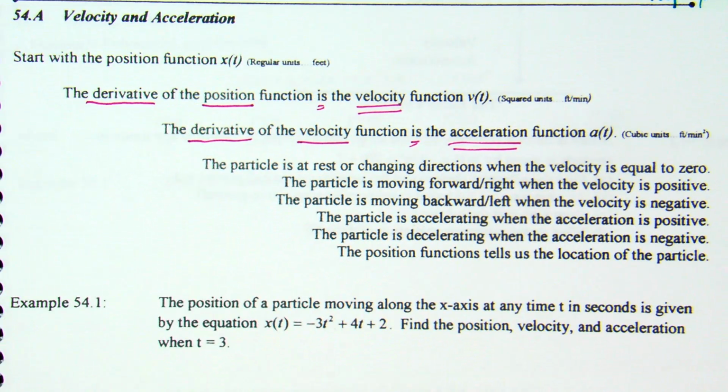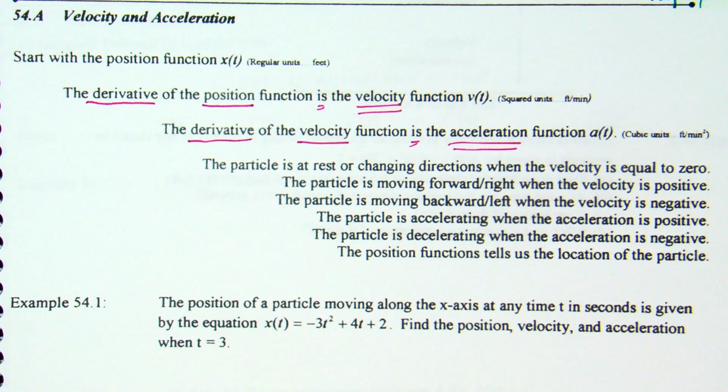The particle is moving backwards or left when the velocity is negative. Now, talking about acceleration, the second derivative: the particle is accelerating when the acceleration is positive, and decelerating when the acceleration is negative. That's not talking about forward or backwards, but about whether it's increasing and going faster or decreasing and slowing down. And then the position function just tells us the location of the particle. So that's all your calculus connections there.